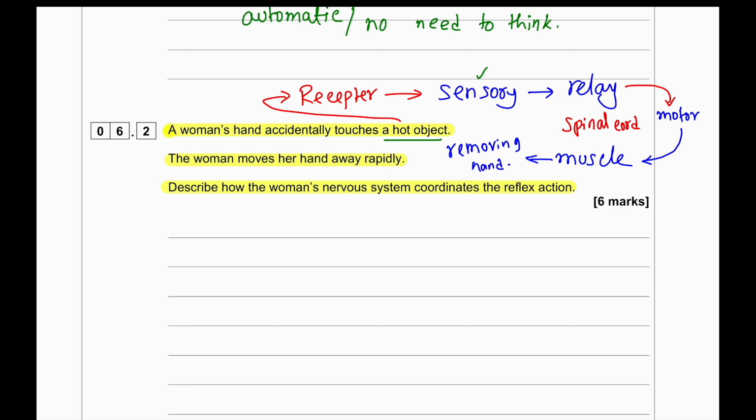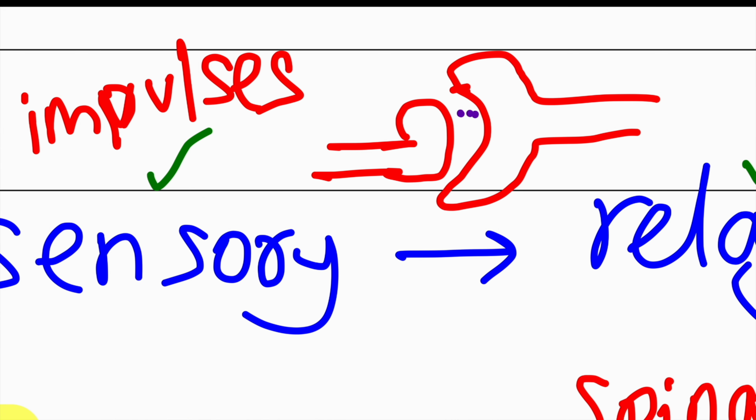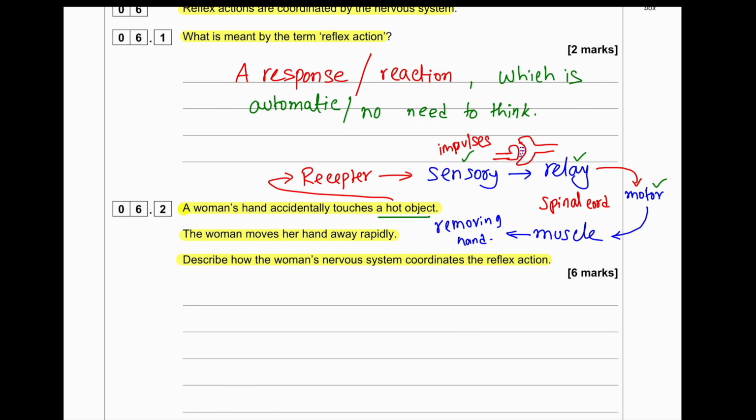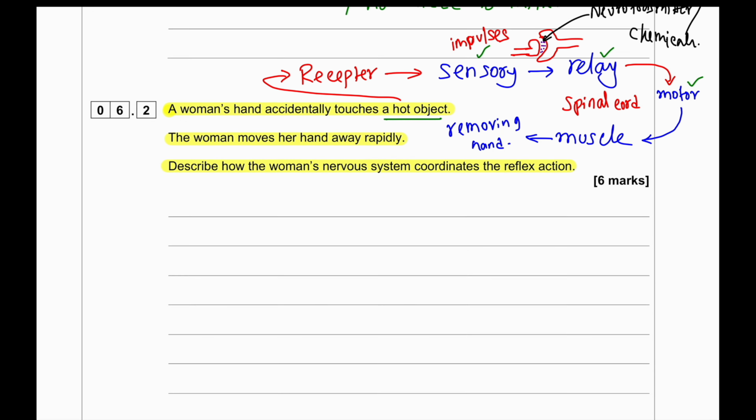Now, in the sensory, relay and the motor neuron, these will be impulses because they are neurons. However, the bridge between the sensory and the relay neuron will be synapses. And this bridge will be crossed by using chemicals such as neurotransmitters. Chemicals. So the answer can be written in this way.